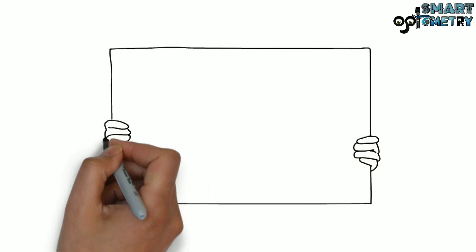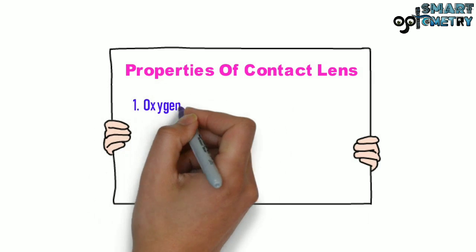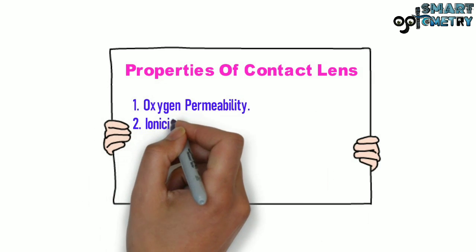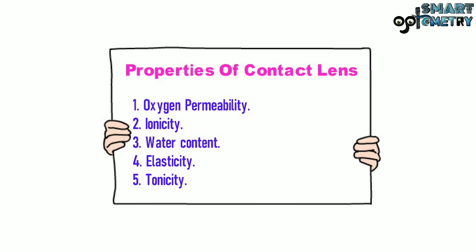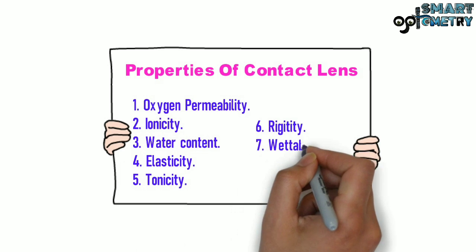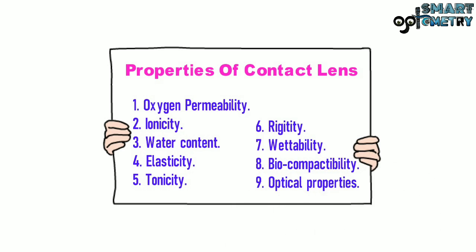In this video, we will discuss the properties of contact lenses, and we will cover: 1. Oxygen permeability, 2. Ionicity, 3. Water content, 4. Elasticity, 5. Tonicity, 6. Rigidity, 7. Wettability, 8. Biocompatibility, 9. Optical properties.